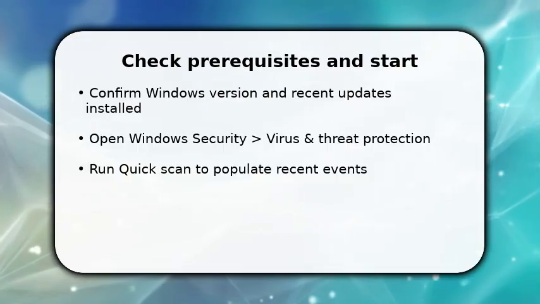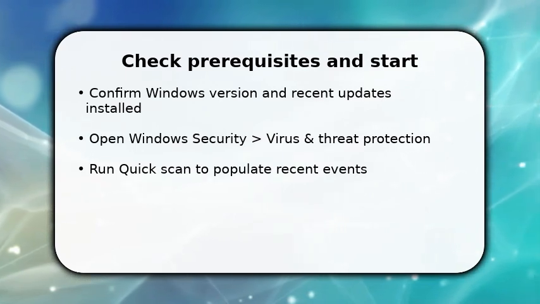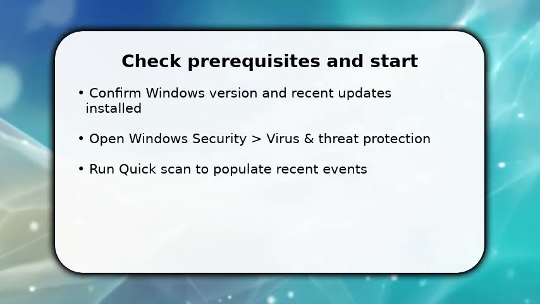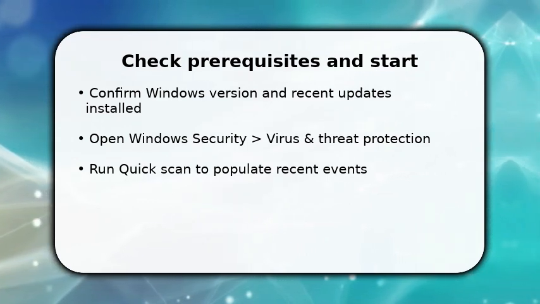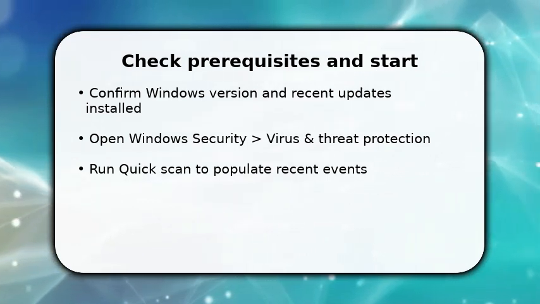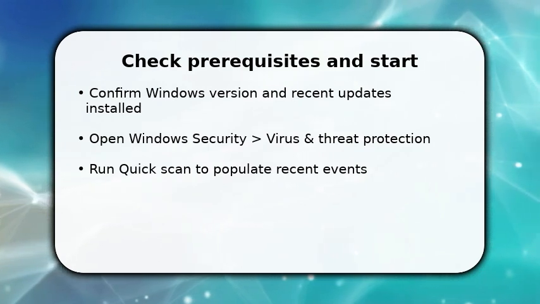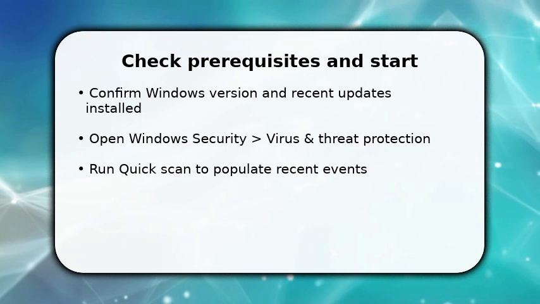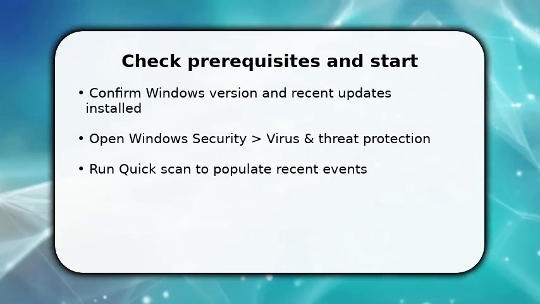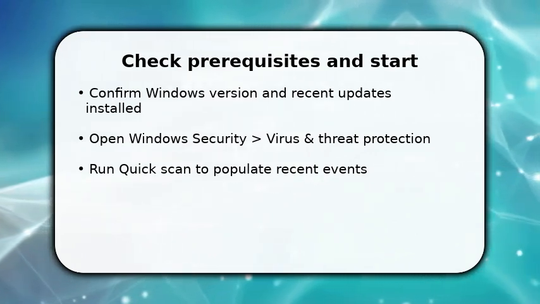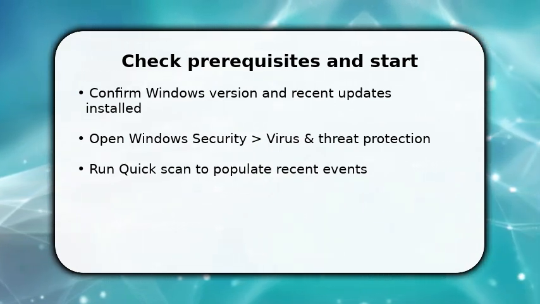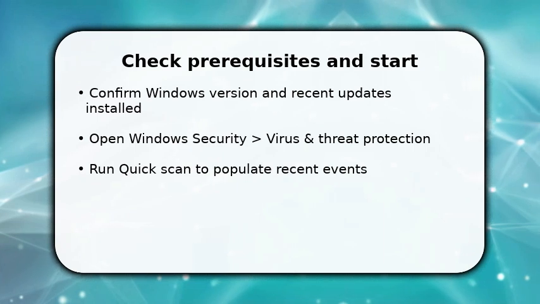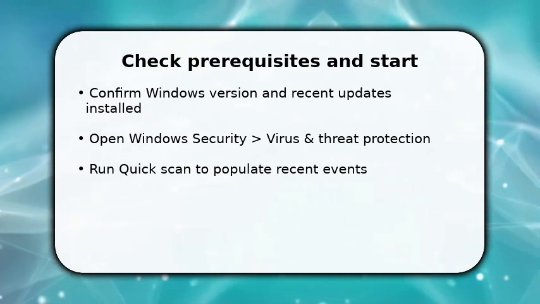You'll start by confirming prerequisites and taking the first actionable steps now. Open Windows Security and go straight to Virus and Threat Protection. This ensures the app is active. Once done, check that your account has admin rights and that Windows Update shows no pending reboots, because updates can block history display. Run a quick scan to generate fresh log entries and make sure Windows Defender services are running. This primes the protection history to appear.